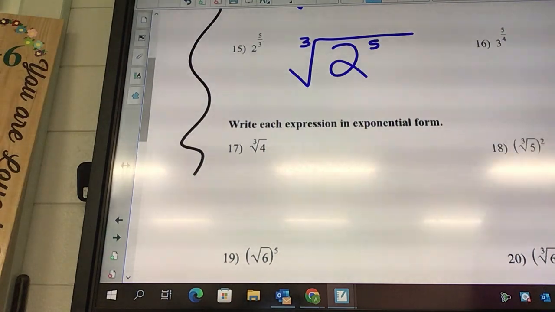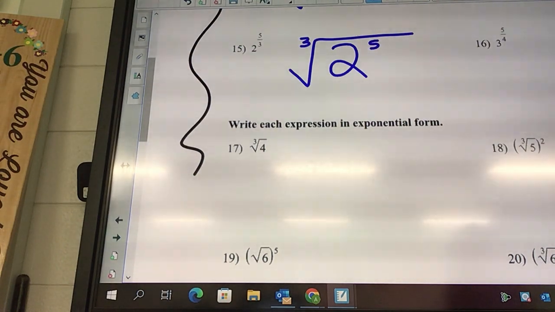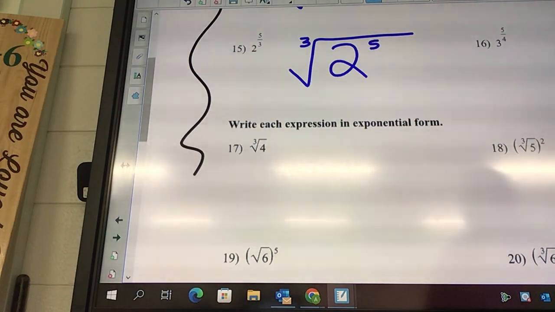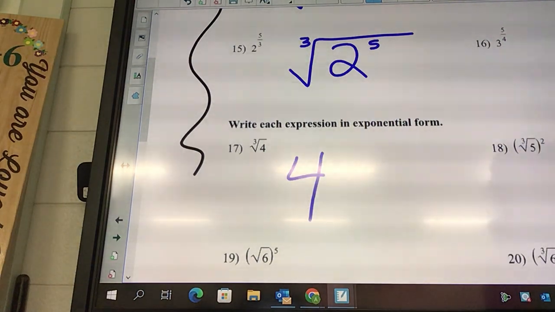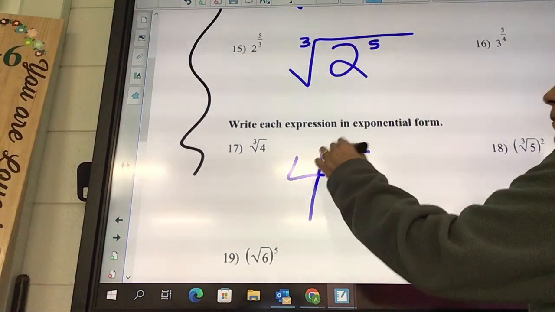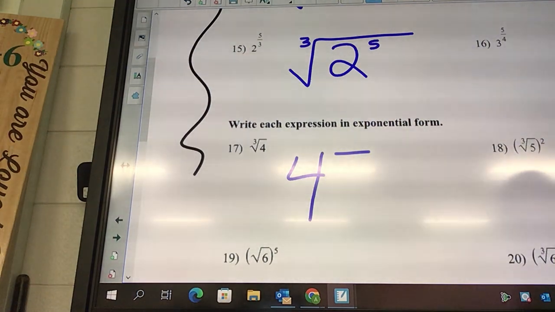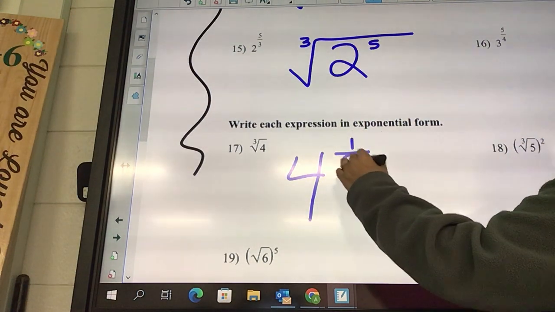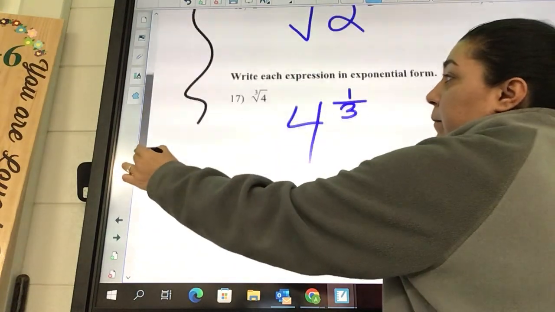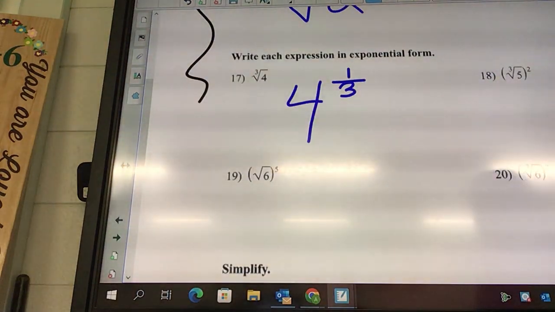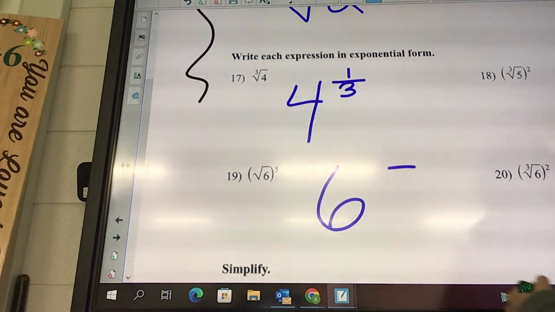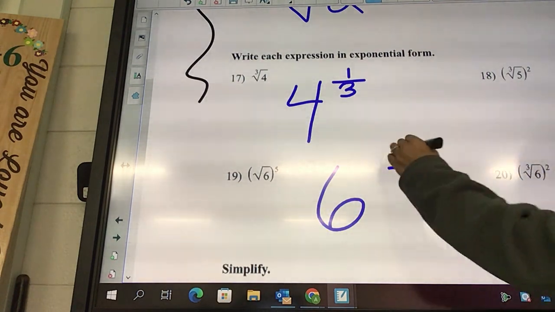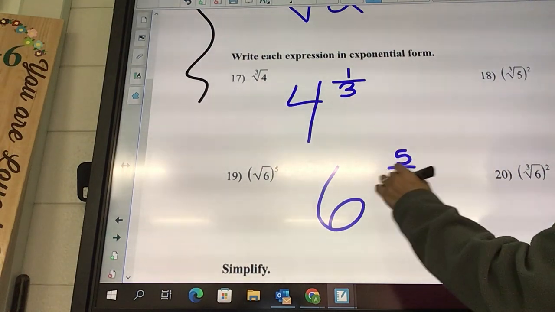Okay, 17. What form is it in? It is in radical, and we want it in exponential. Okay, so our big number is going to be 4. What's going to go on the top? A 1. Bottom? 3. Okay, 19. My big number is a 6. What's going on the top? 5. Bottom? 2.